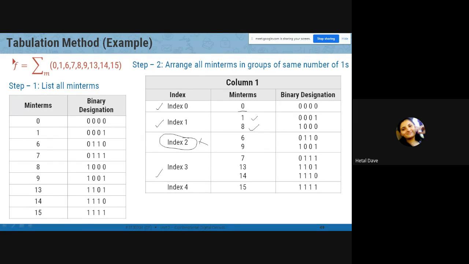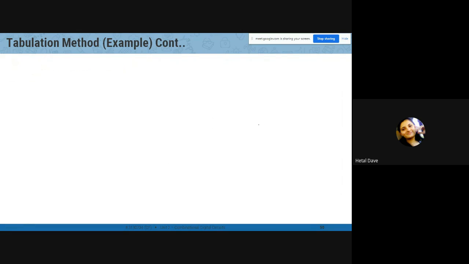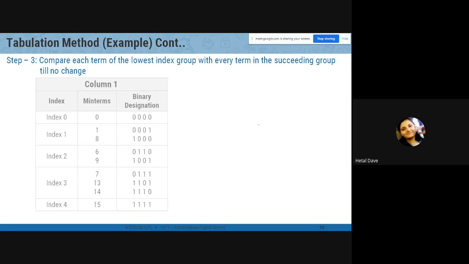Is the rule of comparison clear? If the rule of comparison is clear, then we can make a third table. This is the same table which was prepared previously. Okay, this table we have prepared. What do we need to start? We need to start comparison. I already told you the comparison rule.